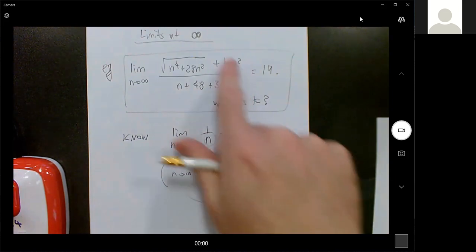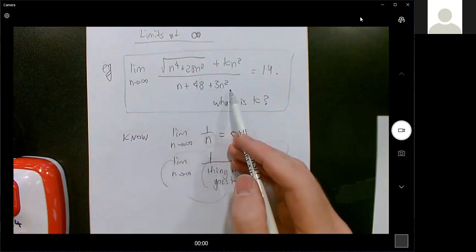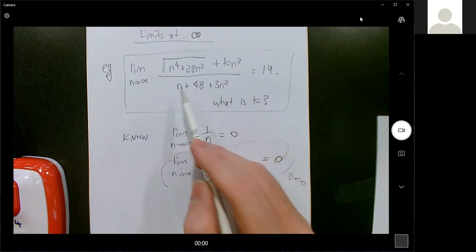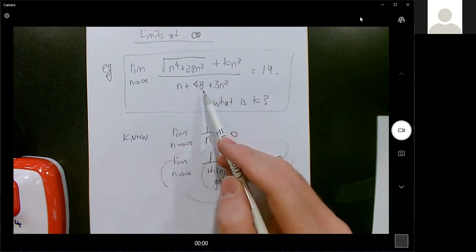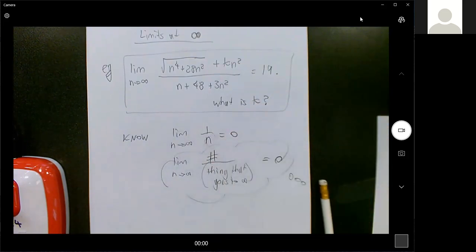And the great thing about fractions is that you can divide the top and the bottom by whatever you want, as long as it's not 0, and it doesn't change what the fraction's equal to. So for example, if I divided the bottom of this by n squared, I'd have 1 over n and 48 on n squared and 3, and I know that 1 over n goes to 0 and 48 on n squared goes to 0. Actually, it could just be like a plain number on the top. That'll work just as well. It doesn't matter whether it's a 1, it could be a 48 or a 216 or a minus 50.